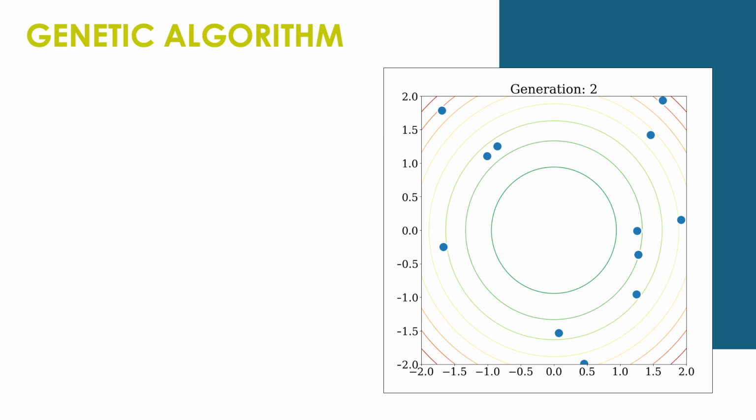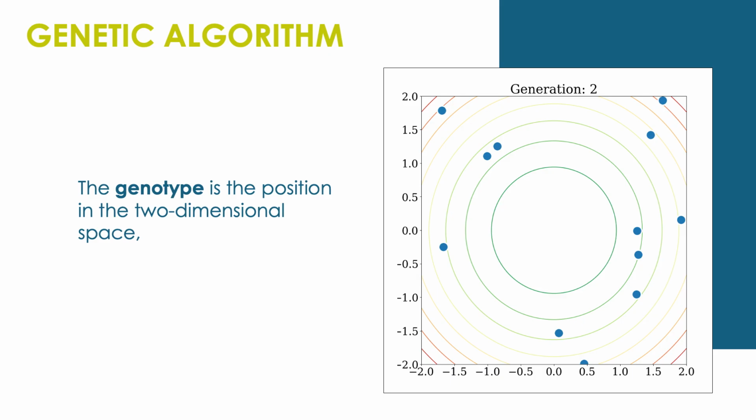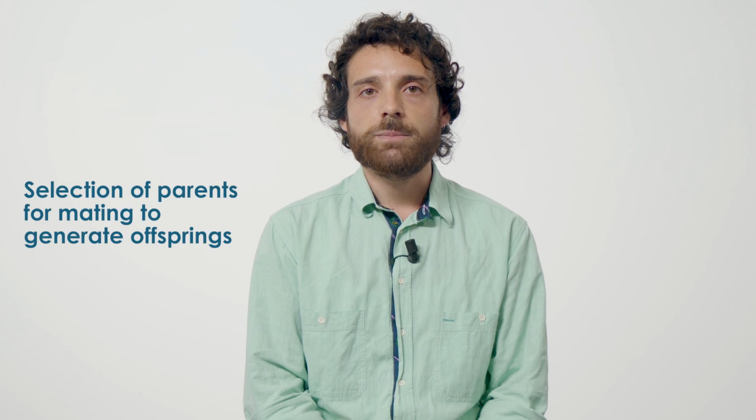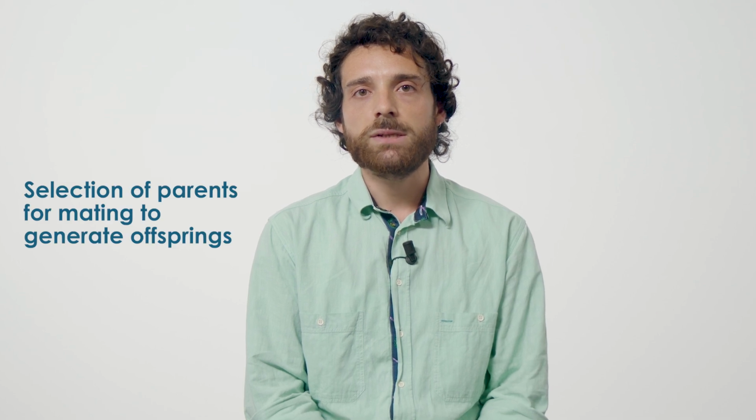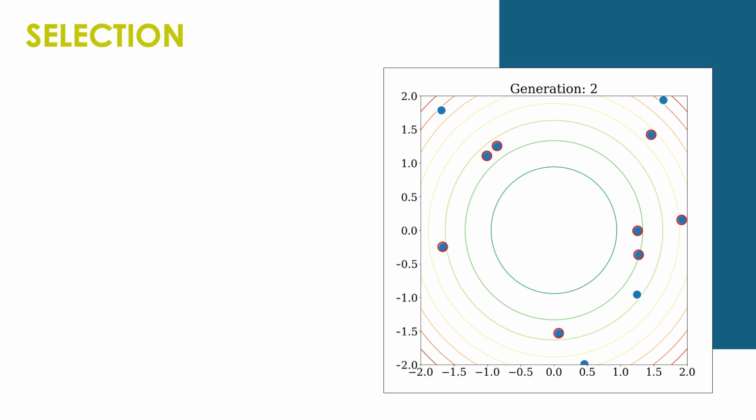Usually, the algorithm starts with a random population, for instance, the one represented by the blue dots in the figure. Here, the genotype is the position in the two-dimensional space, and the phenotype, the value of the contour lines. The first iteration simply evaluates the initial population, while the actual evolution procedure begins at the second generation. The first step is the selection of parents for mating to generate offspring or children. In the plot, the selected parents are circled in red.